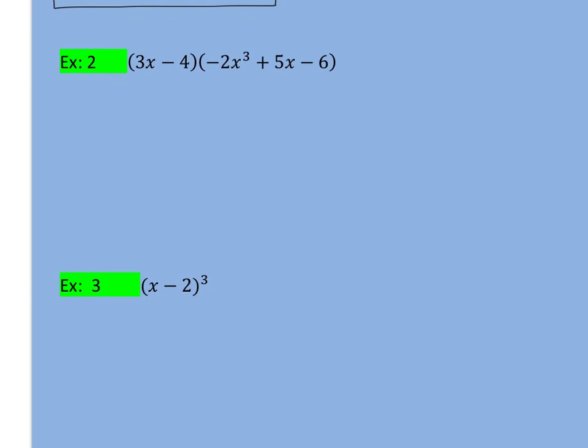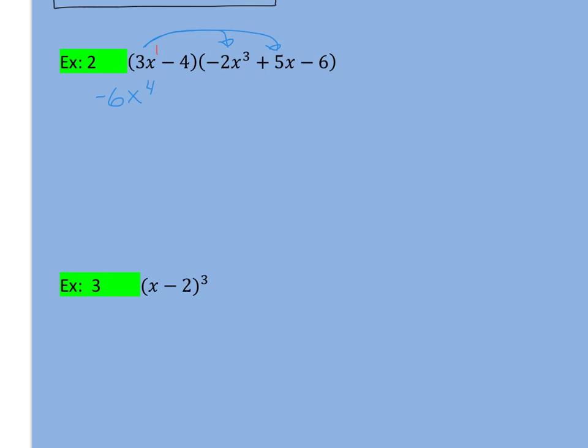All right, example 2. I'm going to do a double distribution. If you want to do a Punnett square, be my guest. So for the first distribution, coefficient to coefficient, like base to like base. So 3 times negative 2 is negative 6. X to the first times x cubed, add those exponents, you get x to the fourth.